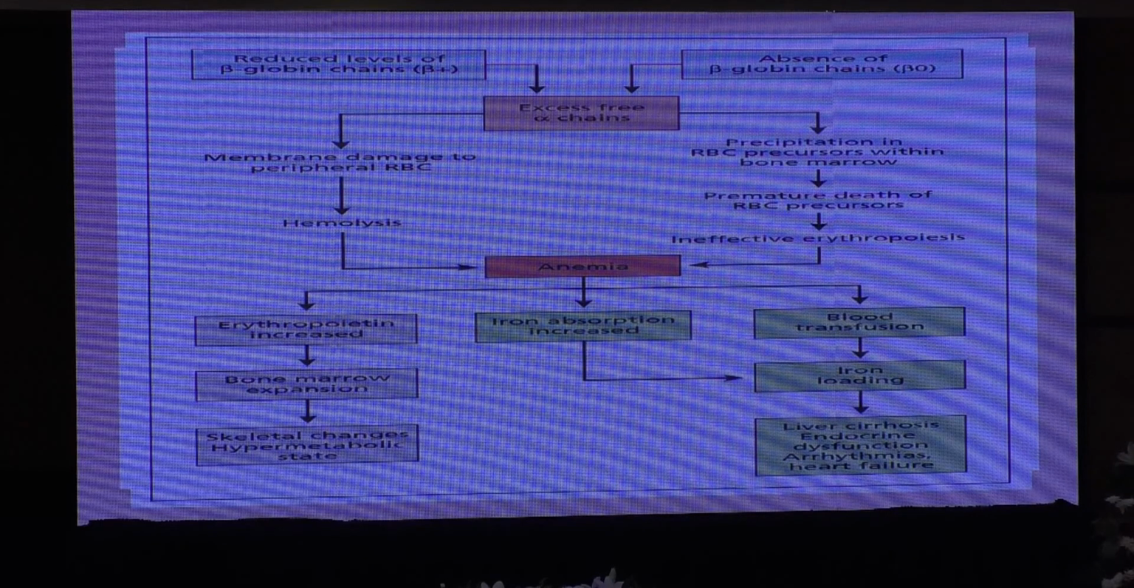Both will cause anemia. That will lead to increased erythropoietin production, causing complications such as skeletal deformities of thalassemia, and will lead to increased iron absorption in the intestine. Also, this will require blood transfusion to overcome anemia. Both blood transfusion and the increased iron absorption will lead to iron loading in tissues, liver, endocrine organs, and myocardium, causing complications.